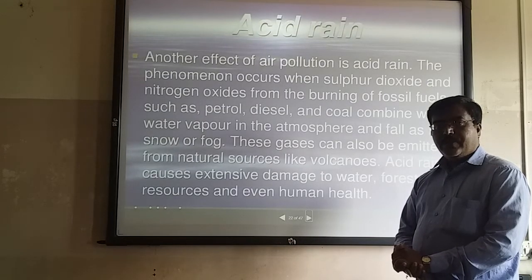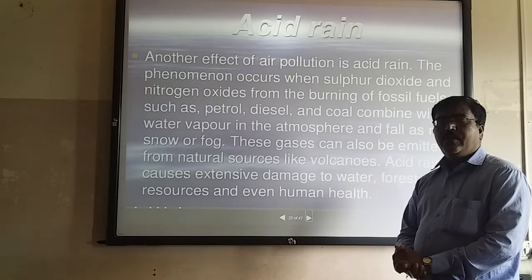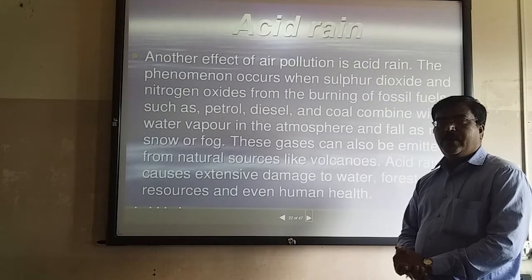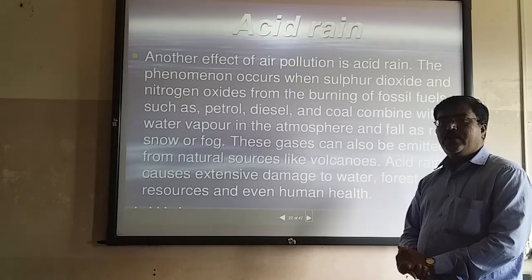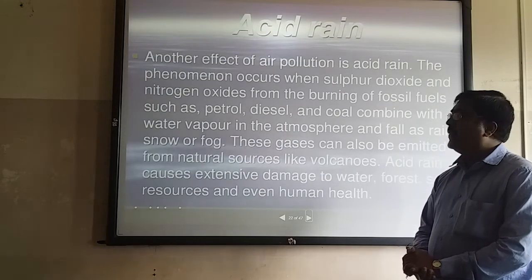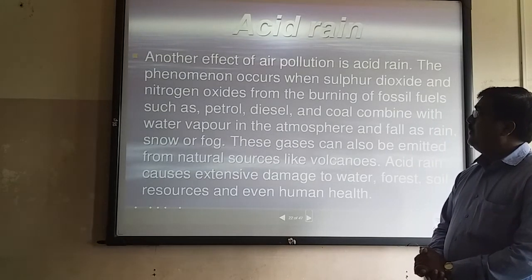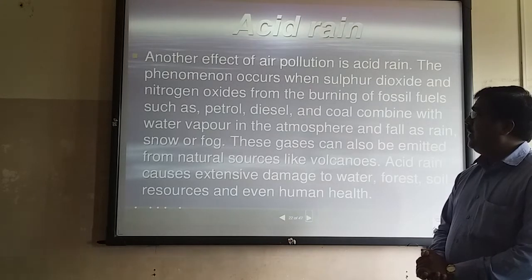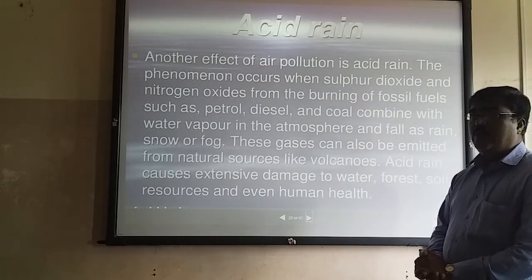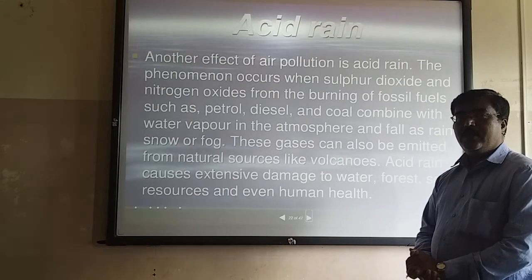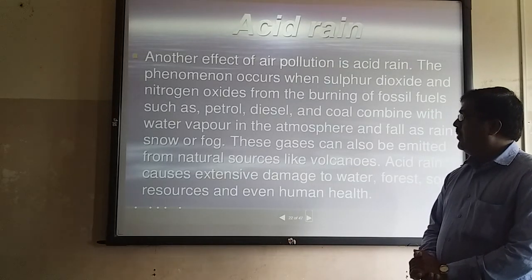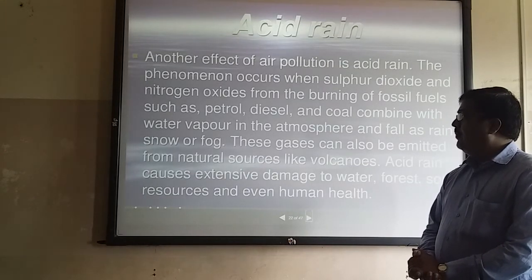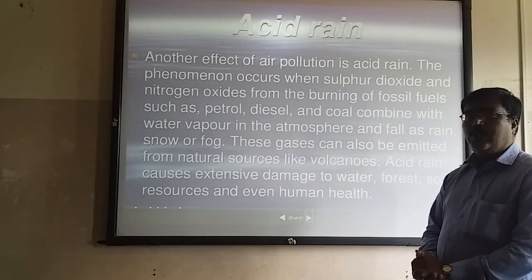Generally in industry, chemicals are used, and after complete or incomplete burning of some of the chemicals, they can form nitrogen dioxide and also sulfur dioxide. Another effect of air pollution is acid rain, from sulfur dioxide and nitrogen oxide from burning of fossil fuels. Not only industries, we also see a large amount of fossil fuels like petrol, diesel, coal. Some of the water vapor passes into the atmosphere and falls as snow and fog.